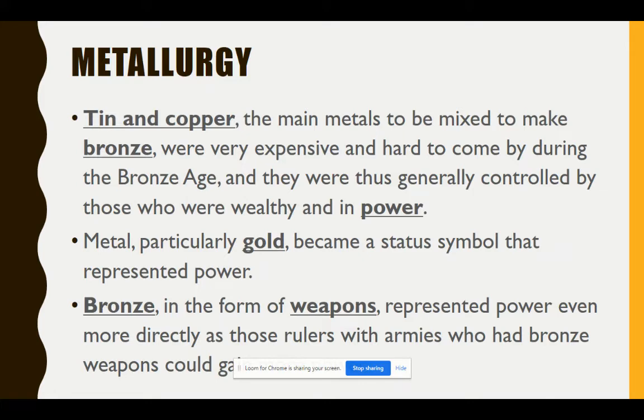Metal, particularly gold, became a status symbol that represented power. Bronze in the form of weapons represented power even more directly, as those rulers with armies who had bronze weapons could gain more power. Again, we know that city-states are fighting more during this time period over resources and the idea of expanding their empires. So those city-states that had access to bronze and bronze weapons were often more successful in warfare.